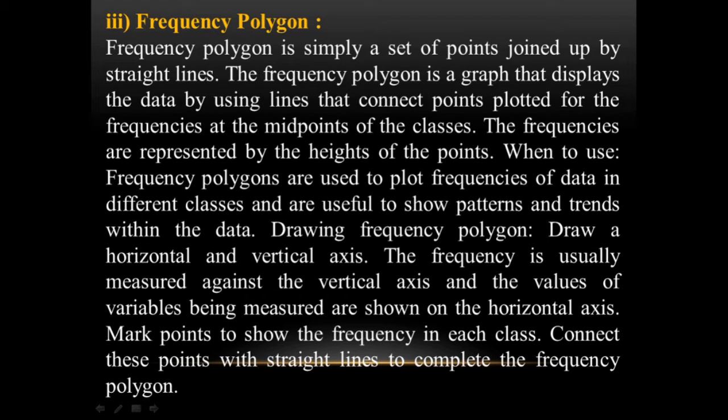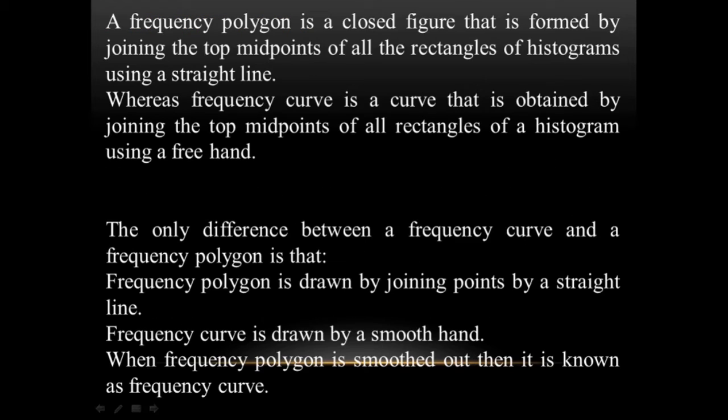Drawing a frequency polygon. Draw a horizontal and vertical axis. The frequency is usually measured against the vertical axis and the values of the variables being measured are shown on the horizontal axis. Mark points to show the frequency in each class. Connect these points with straight lines to complete the frequency polygon.